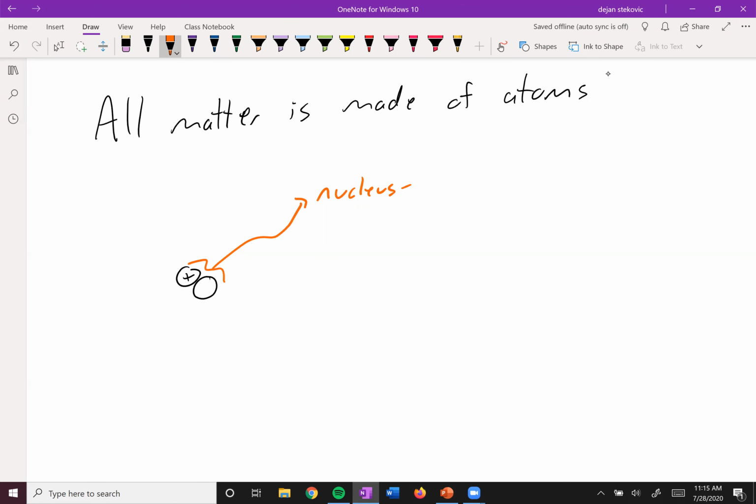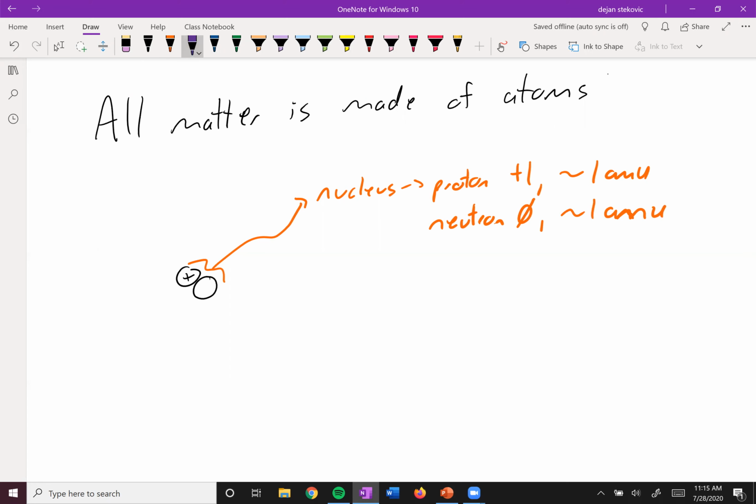And the nucleus is made out of protons. And the protons have a +1 charge. And they have a mass of approximately 1 atomic mass unit, 1 AMU. And then it's also made out of neutrons. And neutrons are neutral, and they also weigh approximately 1 AMU.